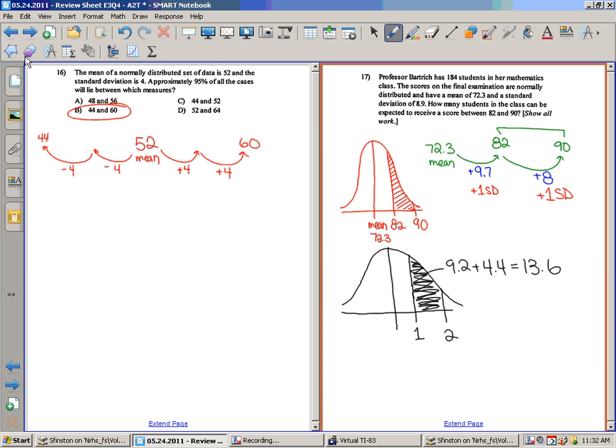Yeah, and that is 9.2% plus 4.4%, which is 13.6%. But it said how many students in the class can be expected to score. So you need to find 13.6% of what? Yeah, 184 students times 13.6% is approximately how many?